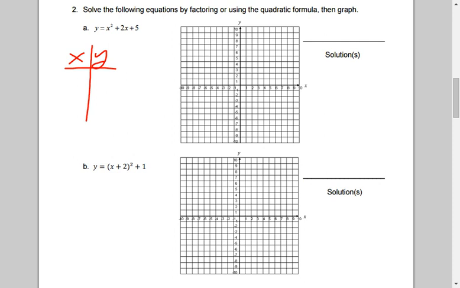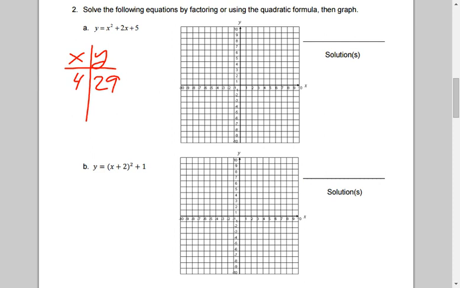So pick a number, any number. We'll stick it in for X. Okay, 4 is pretty big. 4 squared is 16 plus 2 times 4 is 8. 16 plus 8 is 24 plus 5 is 29. Where 29 is on the graph, it just doesn't fit on my graph.